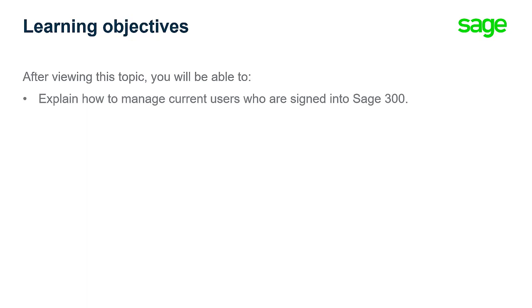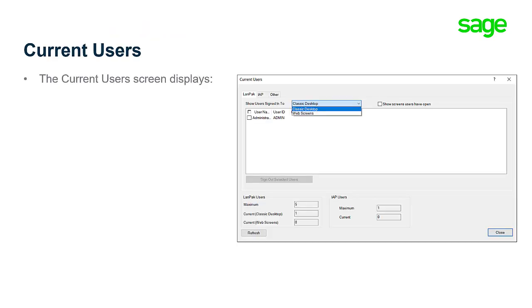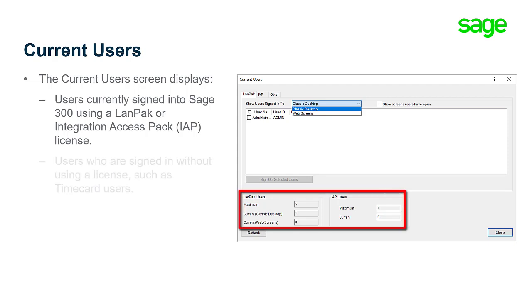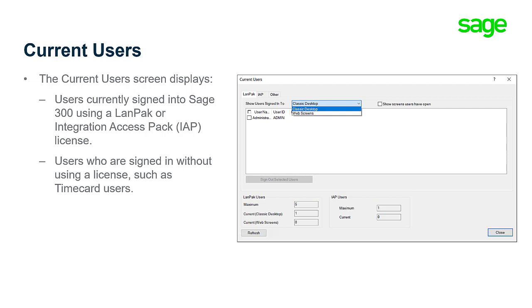Over the next few minutes, we will show you how to manage current users who are signed into Sage 300. The Current User screen displays information about users currently signed into Sage 300 using a LAM pack or Integration Access Pack license. It also displays information about users who are signed in without using a license, such as timecard users.